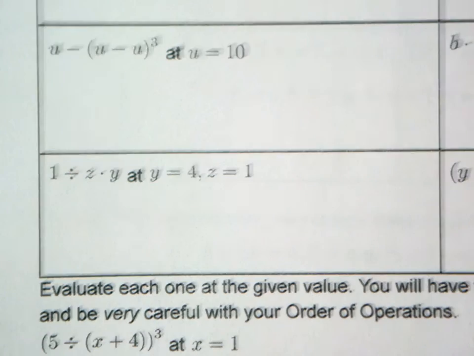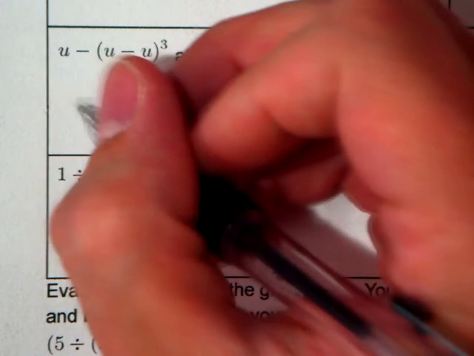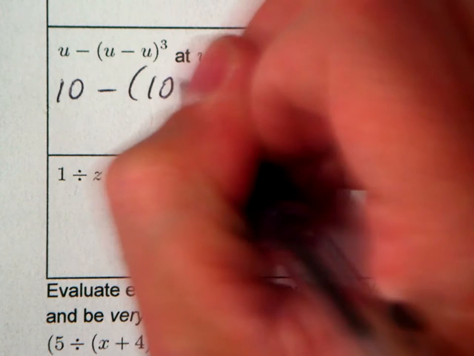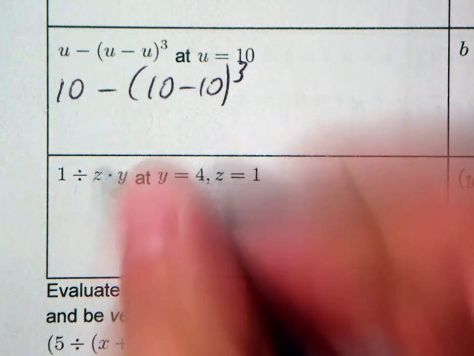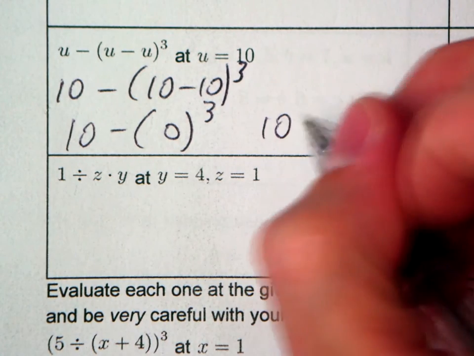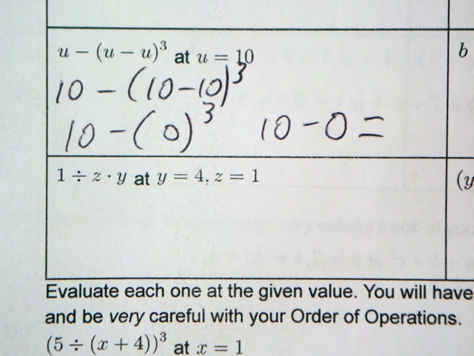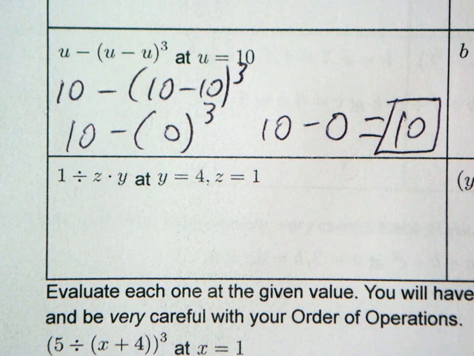From Tuesday's assignment, we'll do just a couple. We plugged in, for example, 10 in more than one spot because the variable u showed up more than once. So this became 10 minus 10 cubed, for example. Again, we follow the order of operations. This becomes 10 minus 0 cubed, which is the same thing as 10 minus 0, which is just 10. Let's jump down a few.